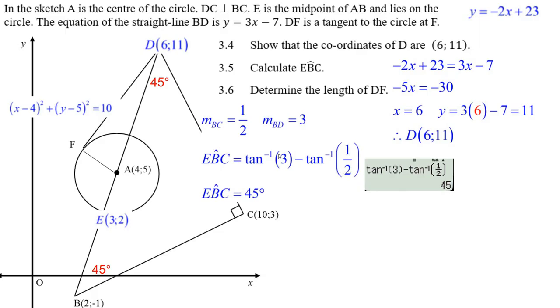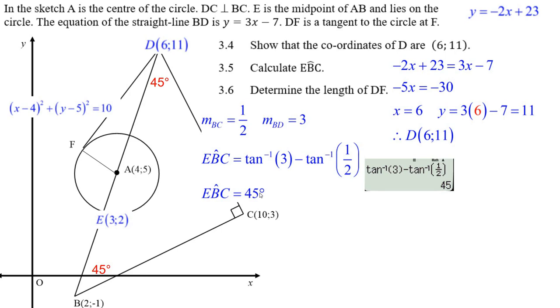We go shift tan of 3 and shift tan of a half, and if we subtract, we get the angle in between. And if we do this, shift tan of 3 minus shift tan of a half, hey, it works out to be exactly 45 degrees. That's nice. So we've done that.